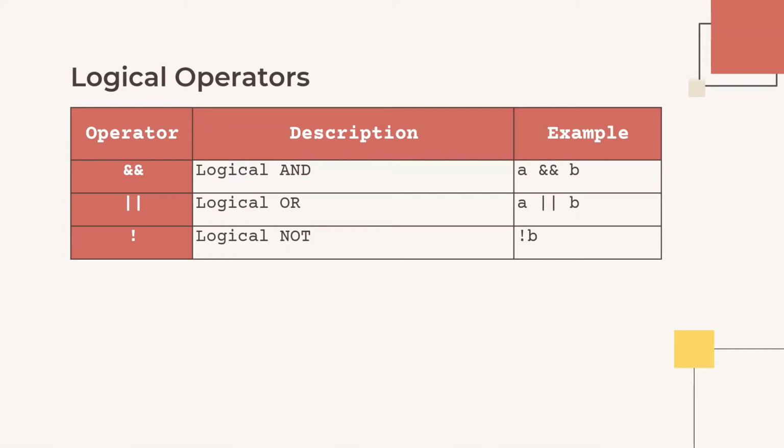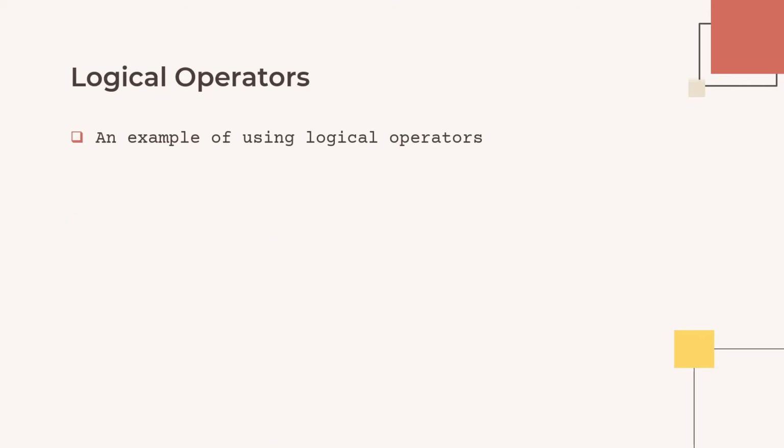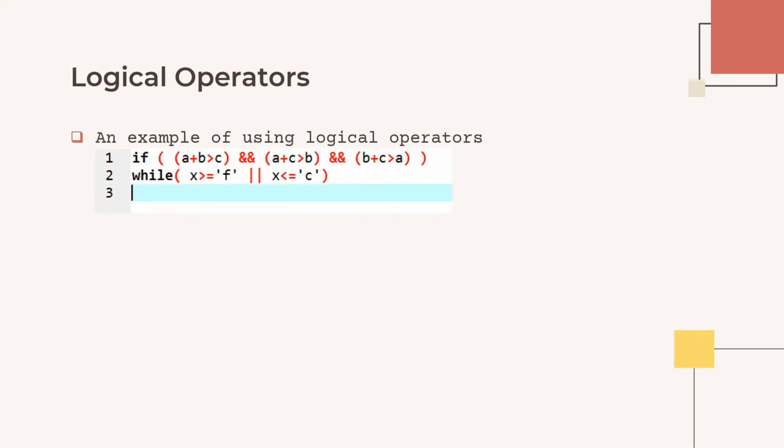And then the logical operator. Logical operators are often used in selection or looping conditions. This is an example of logical operators for logical AND, OR, and NOT. Okay, I will show you an example of using logical operators in selection and looping conditions. The first line shows an example of a selection condition, and the second line is used for a looping condition.